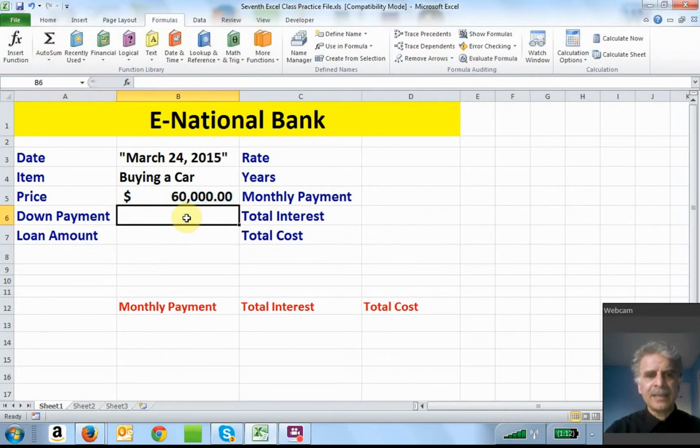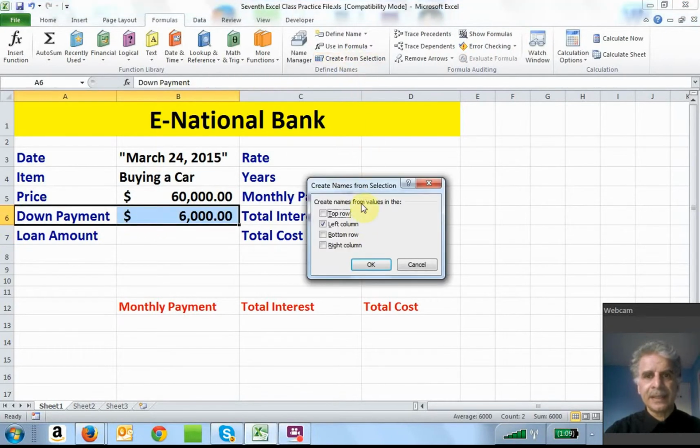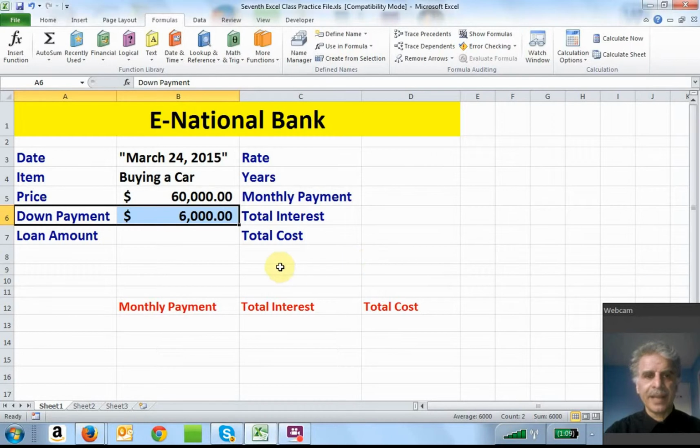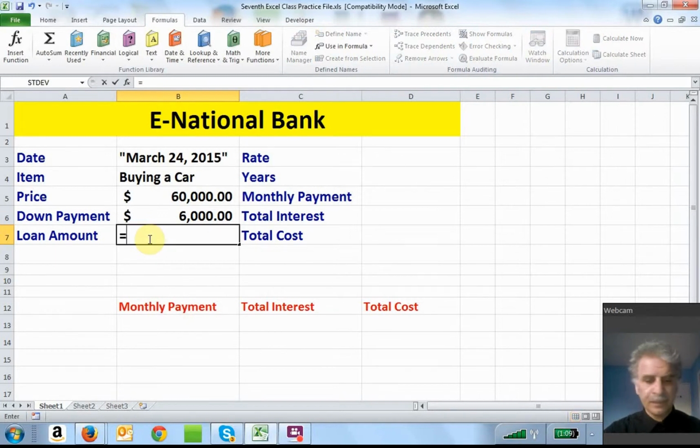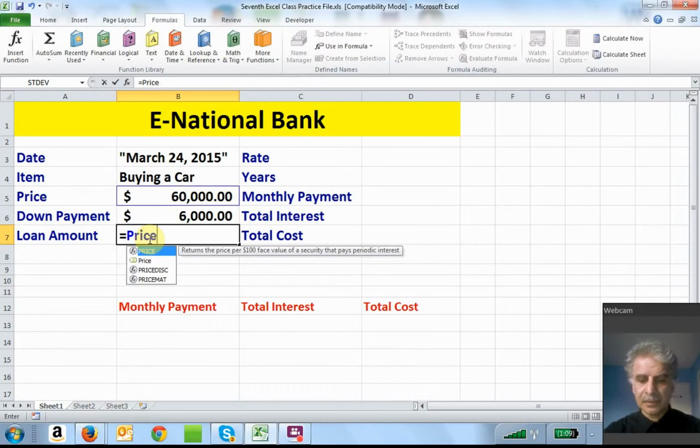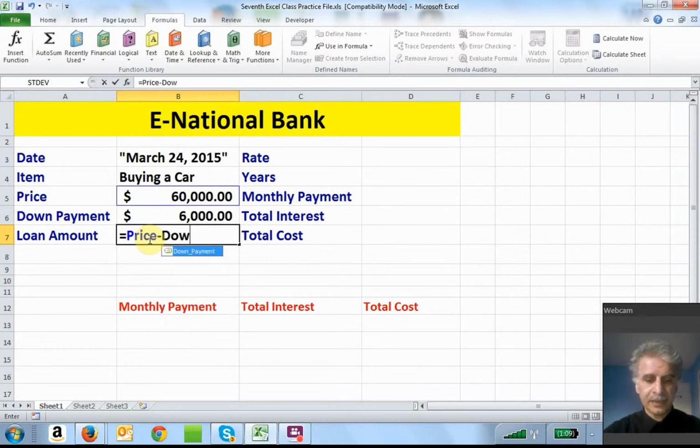And let's say we have like a 10% down payment. So the down payment would be 0.1 multiplied by price, obviously 6,000. Again, I'm going to right away assign name to it, and I'll have that one handy. So the loan amount I have to take out would be the difference between price and down payment. So it would be price minus down.